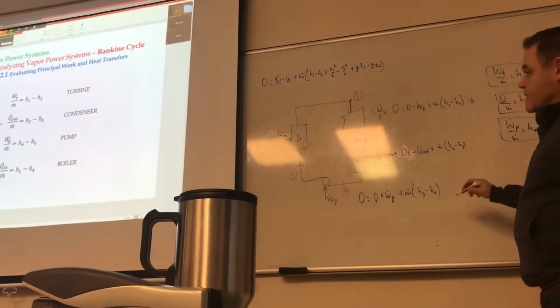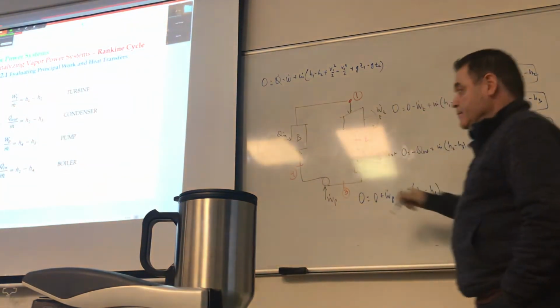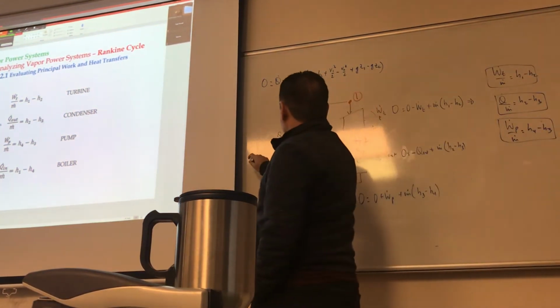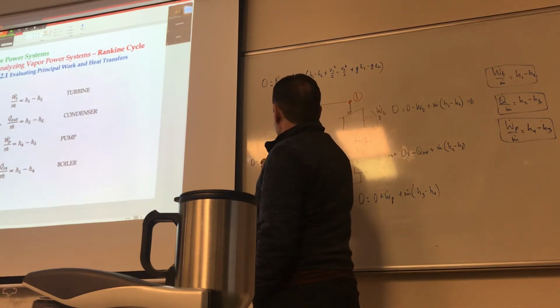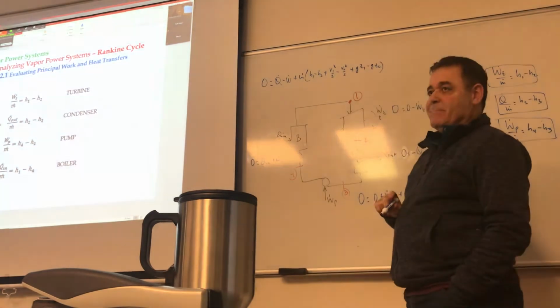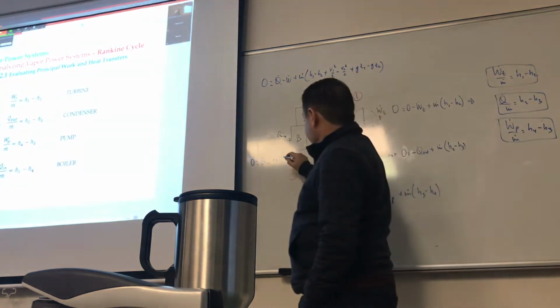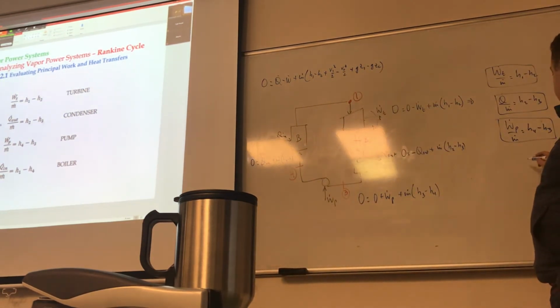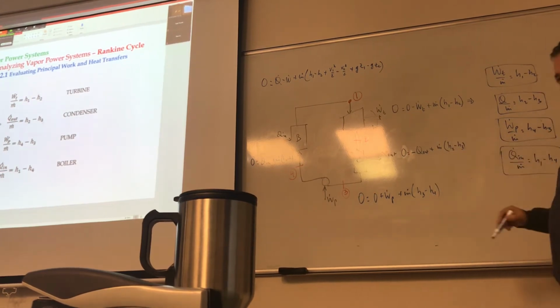Last but not least is the boiler. What do I have about the boiler? 0 equals Q in, I guess, right? There is no W, plus m dot times H1 minus H4. So based on this, hopefully, I will have Q_in divided by m dot is equal to H1 minus H4.